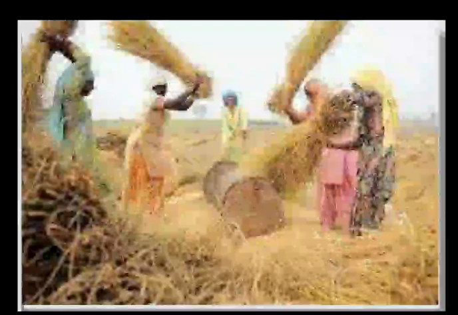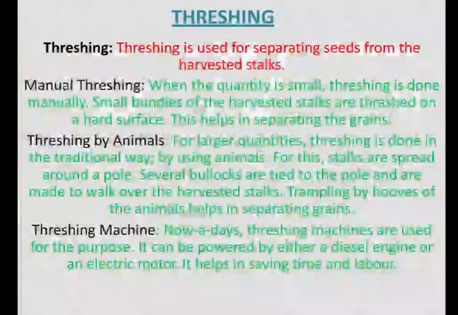See this picture? This is an example of manual threshing. They are doing it by hand. They have made small bundles of the harvested stalks and they are being thrashed on a hard surface. So the grains are being separated. Next we have threshing by animals. For larger quantities, threshing is done the traditional way, by using animals. For this, stalks are spread around a pole. Several bullocks are tied to the pole and are made to walk over the harvested stalks. Trampling by the hooves of these animals helps in separating grains.